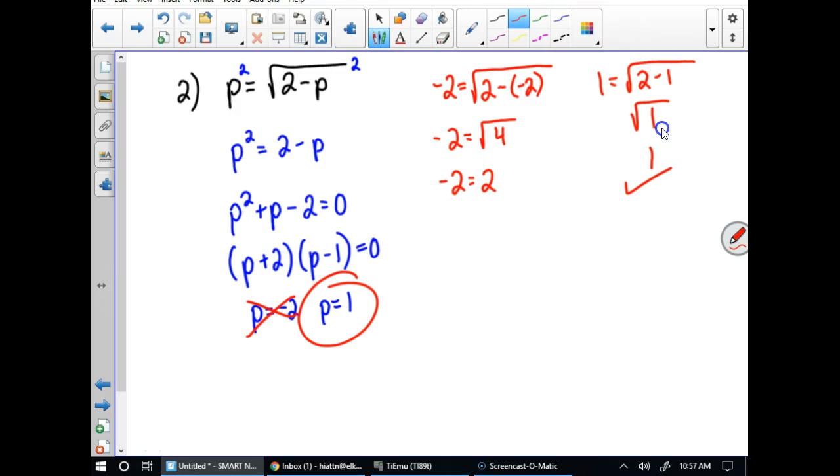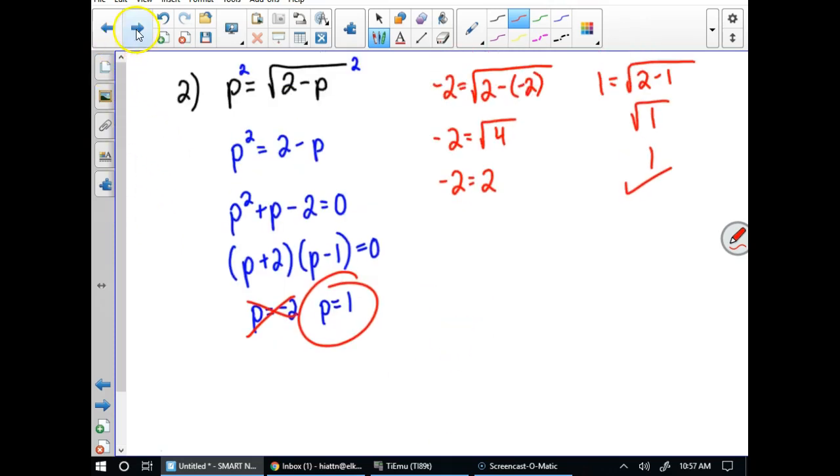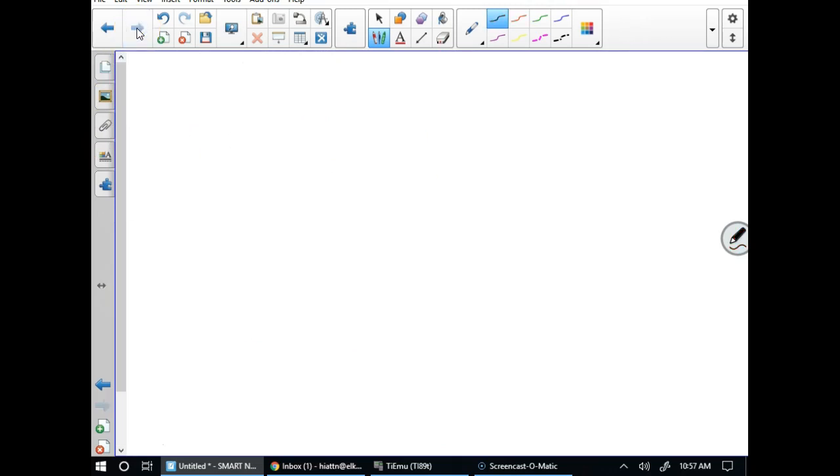Okay, questions? Again, you don't necessarily have to show your work for checking, but you've got to mark out that negative 2 and say it's not an answer for that. If you do it in your head, that's okay with me. Let's skip down to number 8.